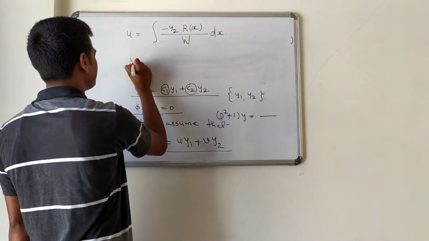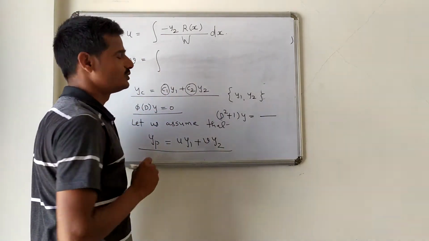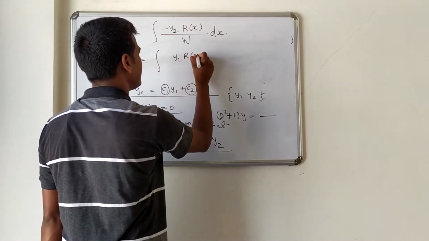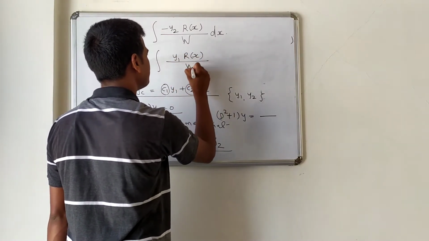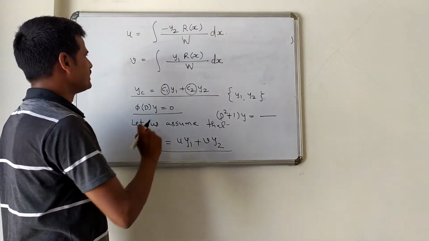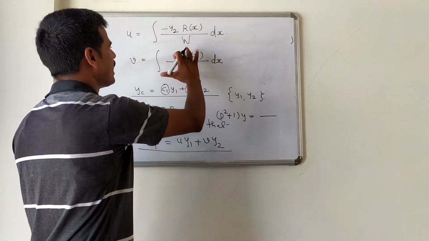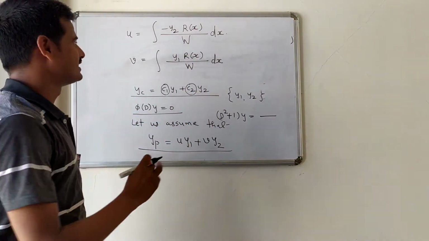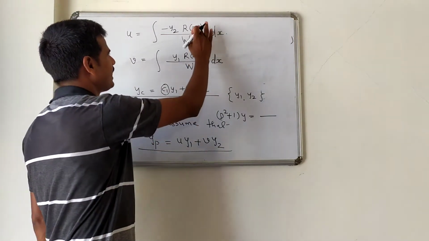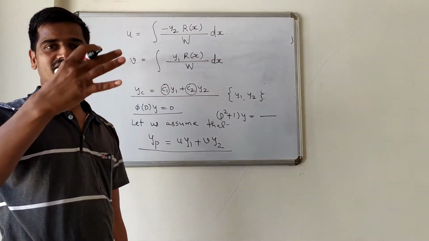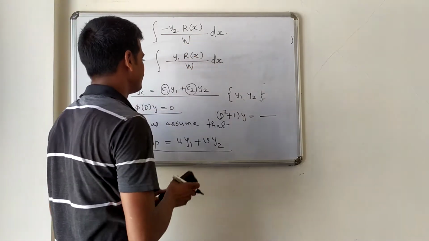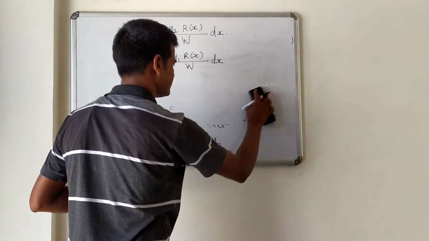And what is the formula for v? v is equal to integration of y1 r of x divided by the Wronskian into dx. Now you know what is meant by y1 and y2: they are part of the complementary function. Then what is r of x? r of x is the function on the right hand side. And what is this new term at the denominator? Let me define that term.